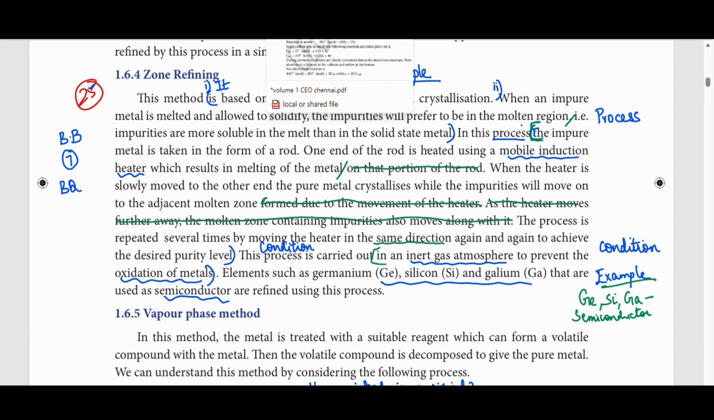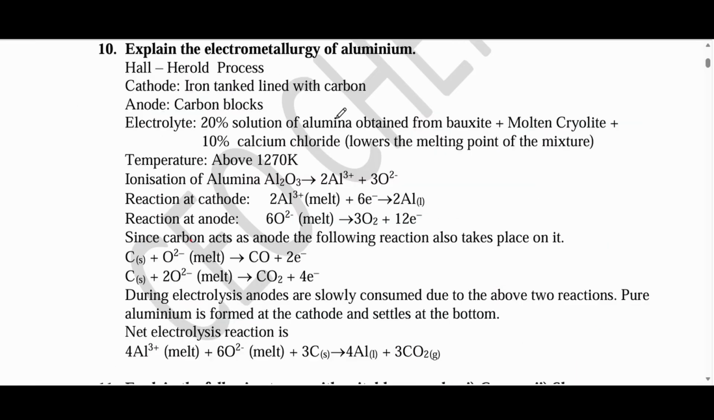Coming to the last question, electrometallurgy of aluminium. It is also known as the Hall-Héroult process. What is the cathode? An iron tank lined with carbon acts as the cathode. What will be your anode? Carbon blocks. What is the electrolyte? A 20% solution of alumina obtained from bauxite, plus molten cryolite, plus 10% calcium chloride. What is the role of calcium chloride? It lowers the melting point of the mixture. And the temperature you have to maintain is above 1270 Kelvin.